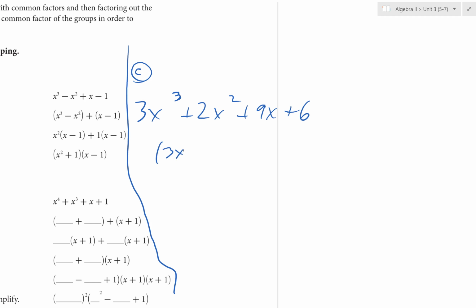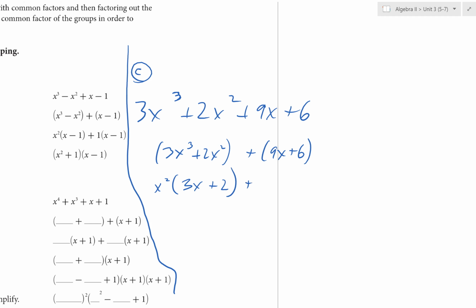So we just group the first 2 terms, and then group the second 2 terms, or the last 2 terms. Okay, so we have the first 2 and the last 2. And we're going to try to factor those individually. So Fahim, what can I factor out of the first group? X squared. Good. So if we factor out an x squared, what are we left with? Good. So we're left with 3x plus 2.